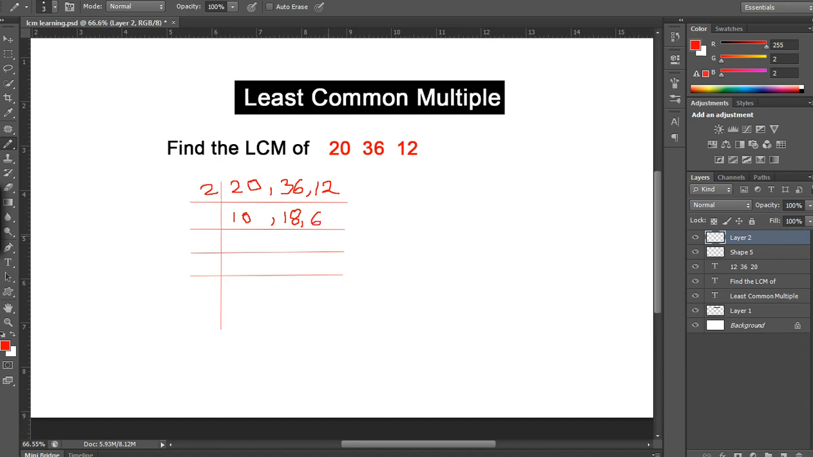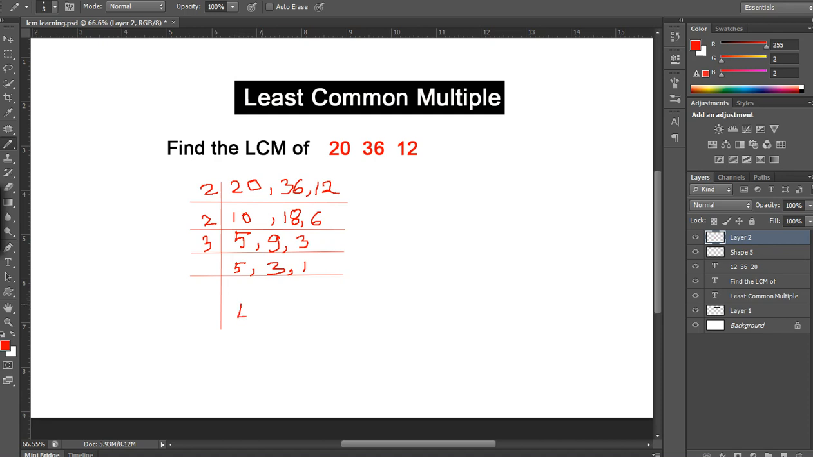Again we can divide all these three numbers by 2. 5 to the 10 and 9 to the 18 and 3 to the 6. Another thing I forgot to tell you, you must find at least 2 numbers that are divisible. There are 3 numbers, 5, 9 and 3. At least 2 should be divisible. Okay? So we can divide by 3. Leave 5 as it is. 3 3s are 9 and 3 1s are 3. Complete.